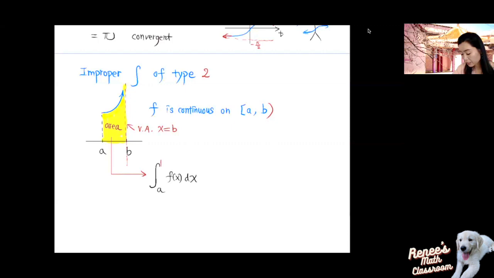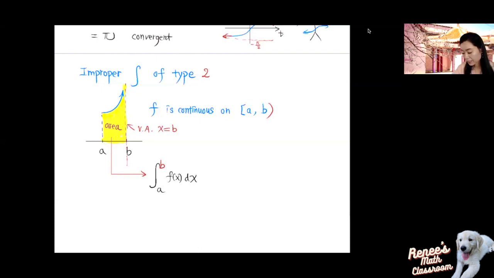Now at first you look at this and it seems like, well, is this a proper integral? But it is not proper, because f of x goes to infinity when you get close to B. So it is an improper integral of type 2, but this type is more hidden. It's not that obvious. It has a discontinuity at B, and the function goes up to infinity.